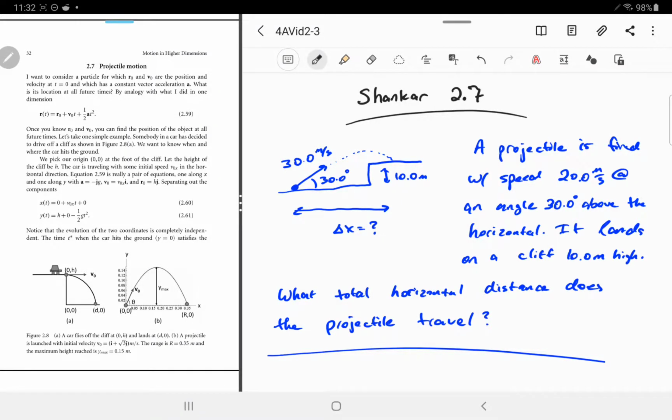Hi, the next video in chapter 2 is going to talk about projectile motion. And then we have a pretty standard problem here of an object fired at initial speed 30 meters per second at some angle above the horizontal. And then we want to see where it lands. So it's going to land on a cliff that's 10 meters high. And we want to find out how far away in the horizontal direction from where it was fired did it travel.